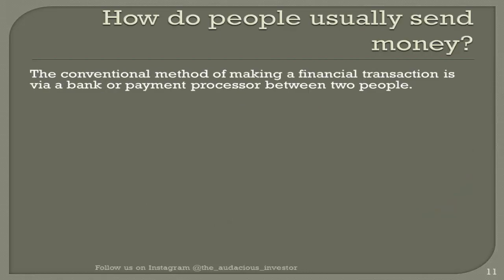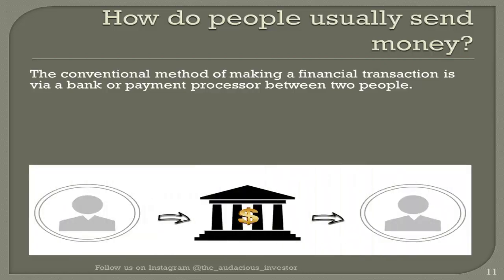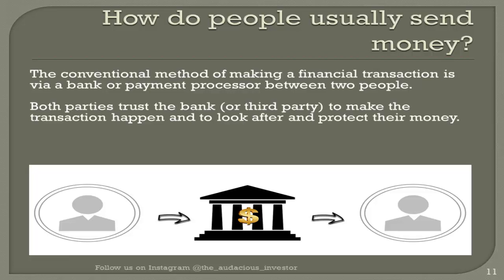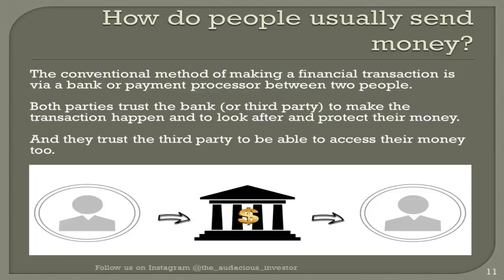So how do people usually send money? So the conventional method of making a financial transaction between two people is usually via a bank or a payment processor. And you would have the bank or the payment processor as the middleman. So both parties would need to trust the bank or the third party, whatever you're using, to make the transaction happen, and also to look after and protect their money. And they trust that the third party would be able to access their money and facilitate the transaction for them.